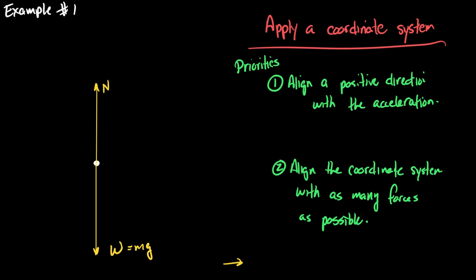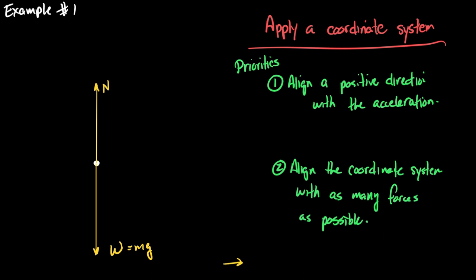Okay? Those are your two priorities. So you start with one if you can do it. If you can't, you do two. Now, this example is bonehead simple. There's no acceleration, so priority one doesn't matter. But that still means use priority two.